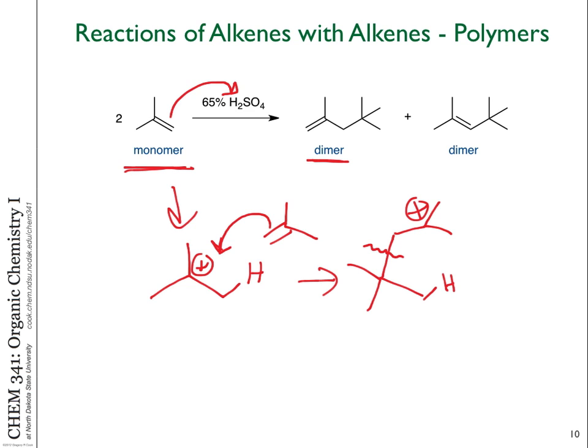Well, that's an example of a process which could continue and go on and on, right? What happens if this product now, we have this carbocation here, what happens if it reacts with another double bond? And another double bond, and another double bond. And so what you can do is you can get a whole bunch of reactions that occur in a row. Guess what that forms? A polymer.